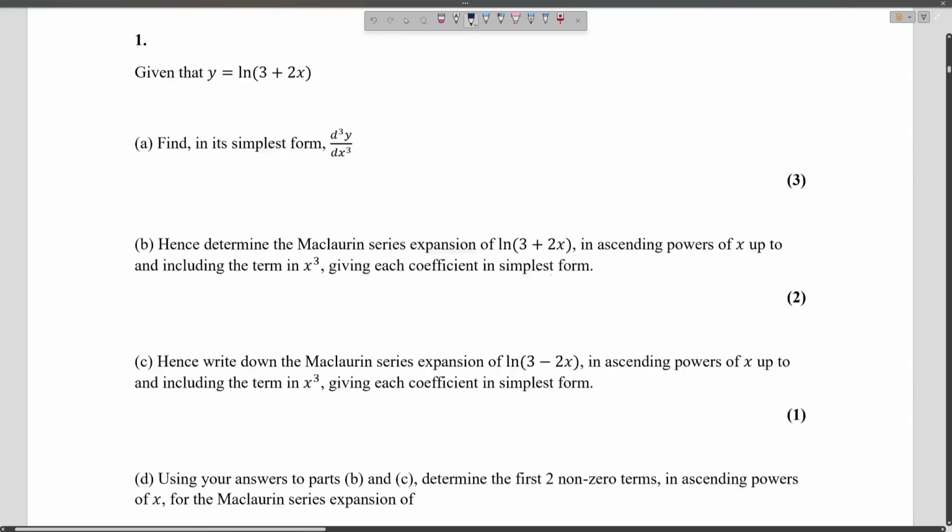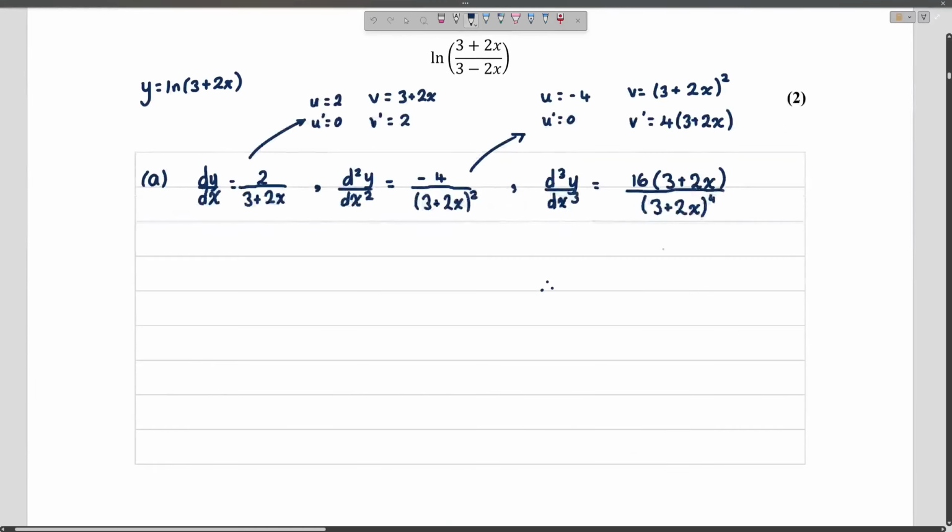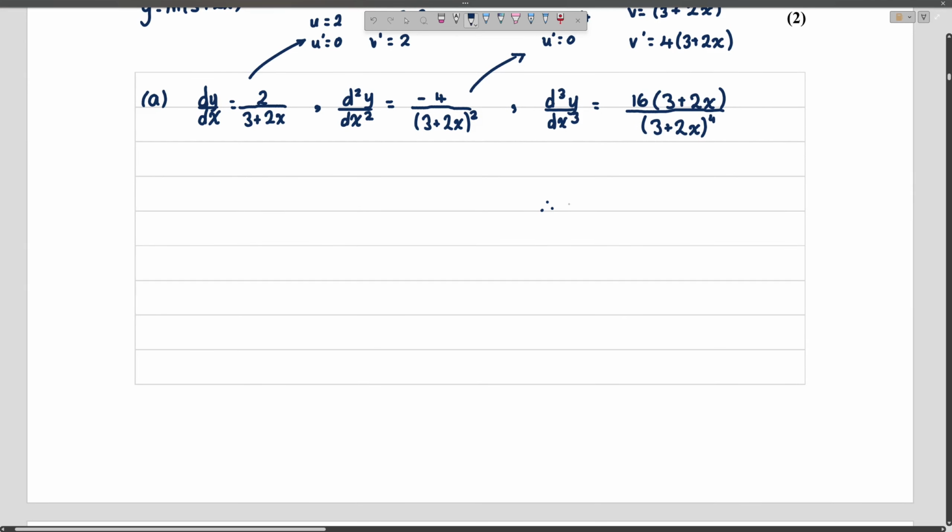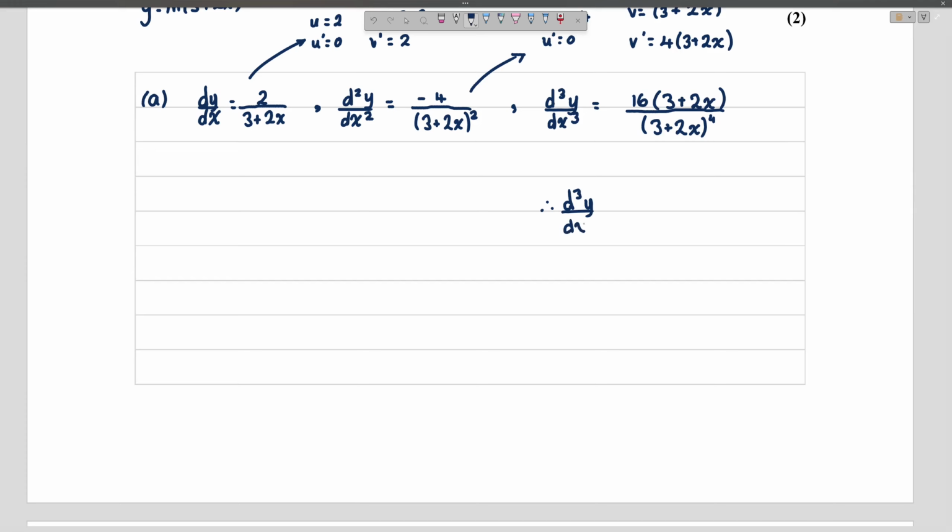Let's just scroll up here. It asks for it in its simplest form. So if I just simplify this here, the third derivative of y is equal to, so what I can do here then is cancel this factor and reduce that power by 1. So what I get here then is 16 all over (3 + 2x) all to the power of 3 there. Okay, so there we have it then. That gives us the solution to part A.